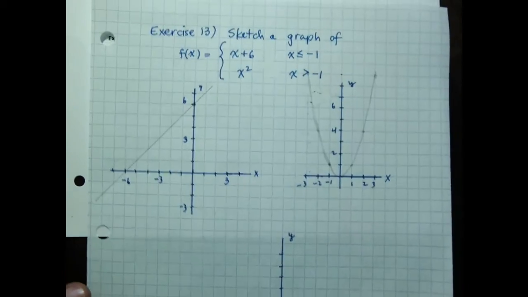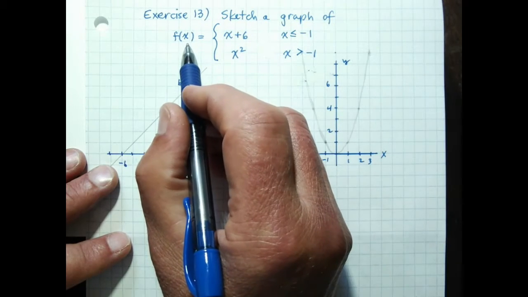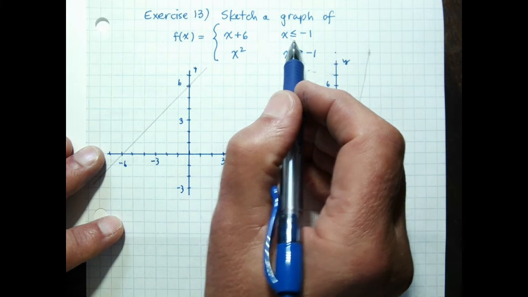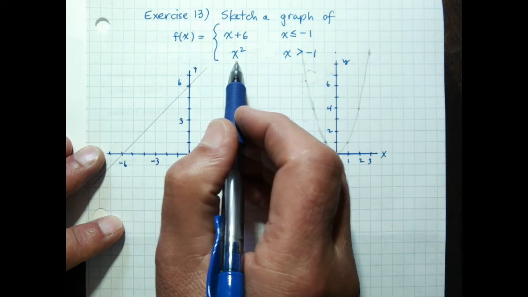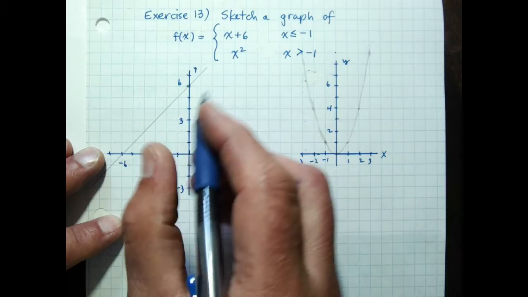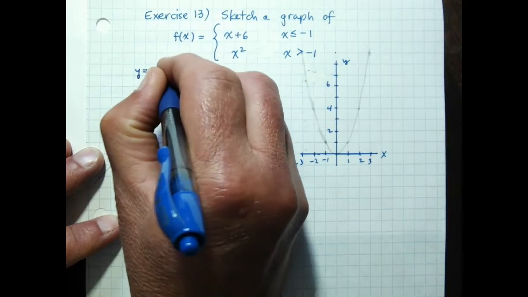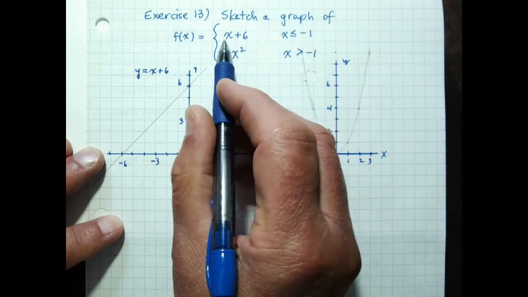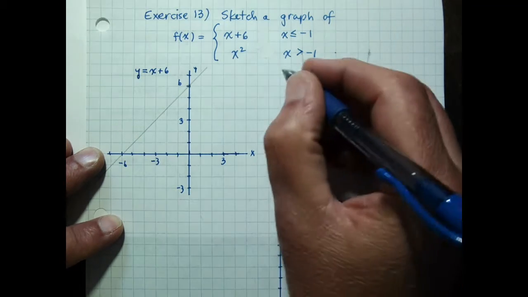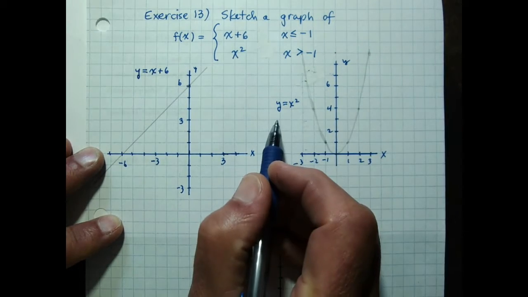So here's 13 written on a separate sheet. We want to sketch a graph of this piecewise function, f of x equals x plus 6 when x is less than or equal to negative 1, and f of x equals x squared when x is greater than negative 1. So in exercise 13, my two pieces are a piece of y equals x plus 6, which is the same line as in exercise 12, and a piece of y equals x squared, which is also the same as exercise 12.